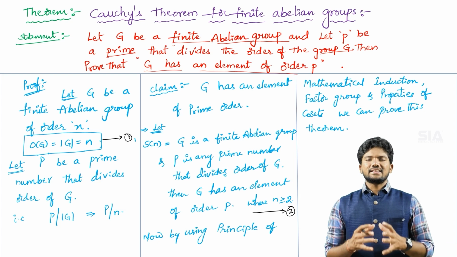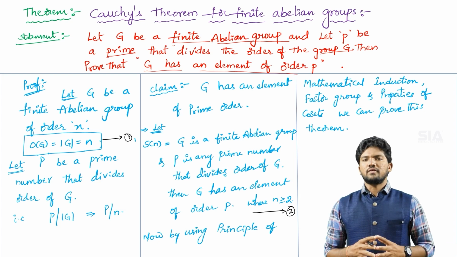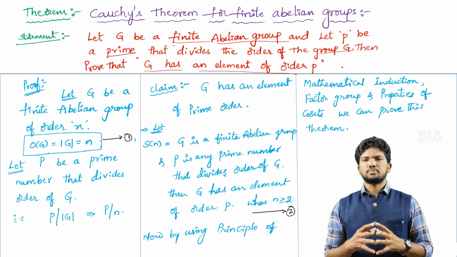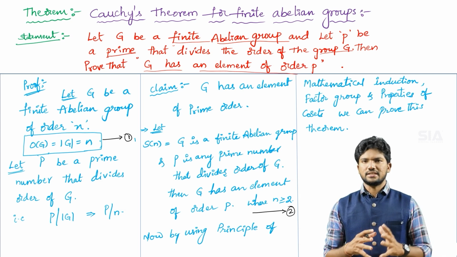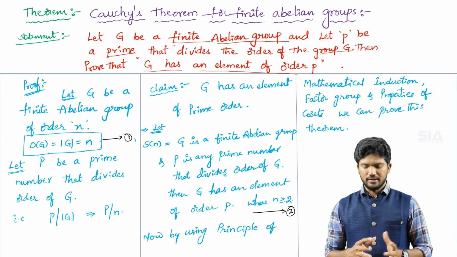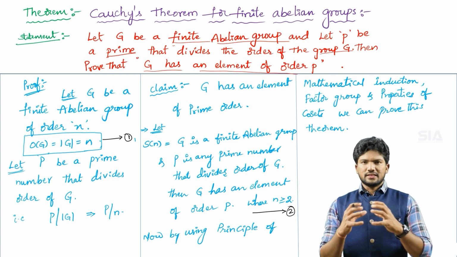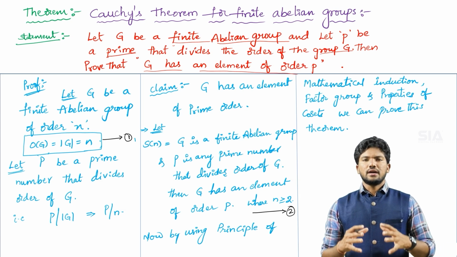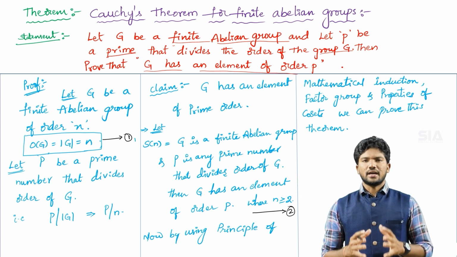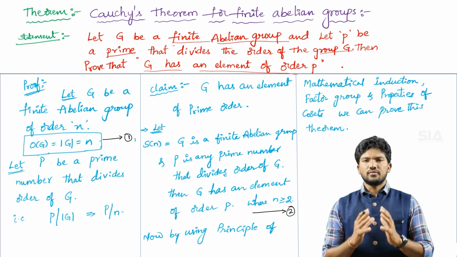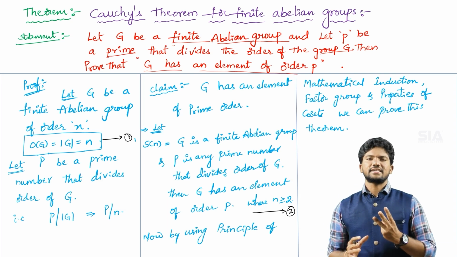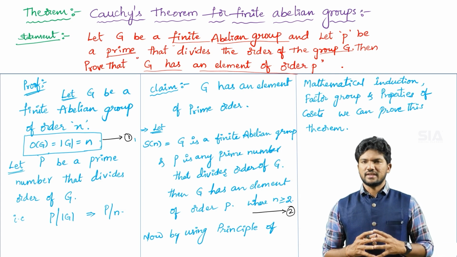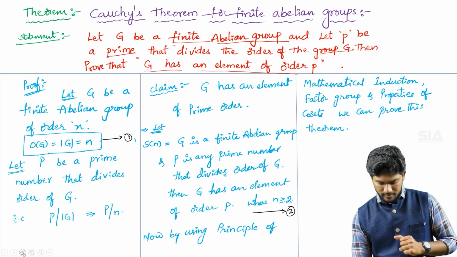Technically, this is a very powerful theorem. In the history of finite abelian groups, this theorem was given by Cauchy, a famous mathematician. Its significance is that to prove it, we are going to use the principle of mathematical induction and the properties of cosets and factor groups. That's why this theorem has so much significance. So let's start the proof of this theorem.